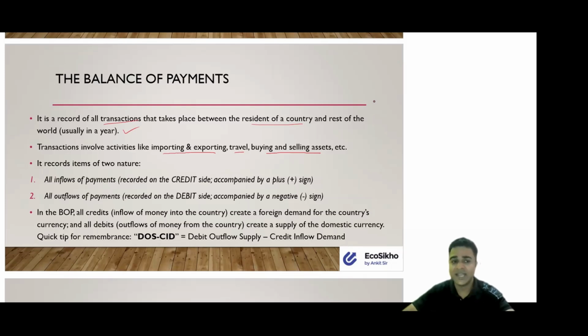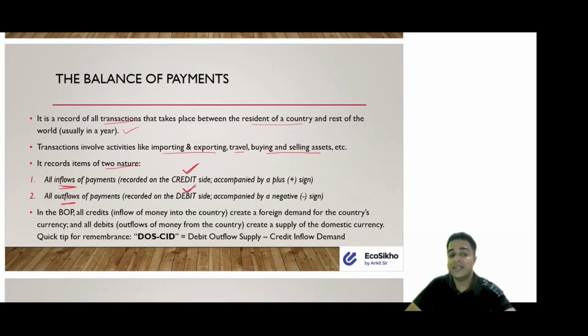So, like I have been saying for the past couple of seconds, we are recording two different things. We are talking about all the money that flows into your country, and all the money that flows out of your country. So essentially, the balance of payment records items of two natures: all the inflows and all the outflows. From the accounting point of view, we can say that all the inflows of money are recorded on the credit side, and all the outflows of money are recorded on the debit side.